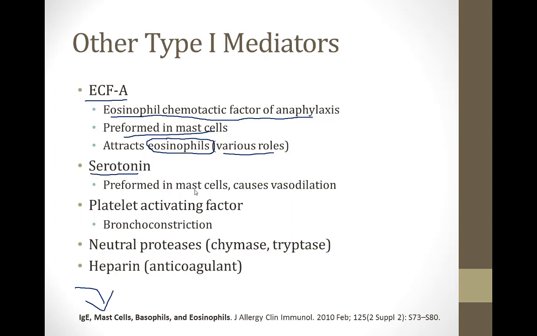Serotonin can also be released by mast cells. It causes vasodilation. Platelet activating factor is a substance that causes bronchoconstriction. And then finally, there are proteases called neutral proteases like chymase and tryptase that are released by mast cells, and these can dissolve proteins. And heparin is also released by mast cells, which, as you know, is an anticoagulant.